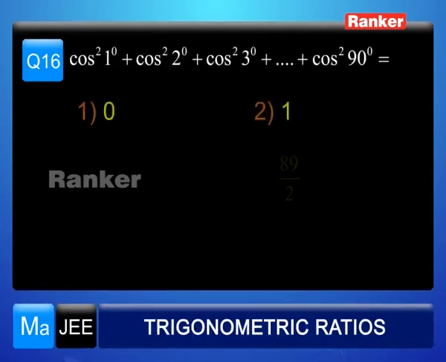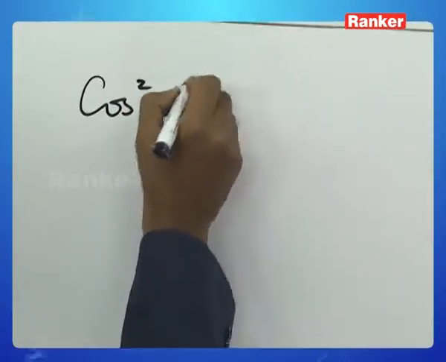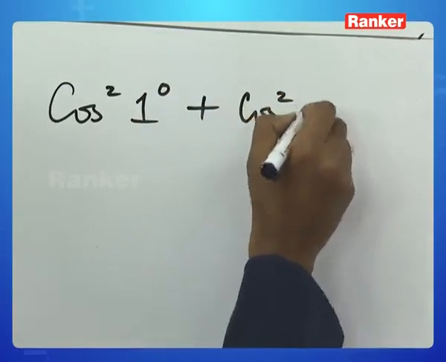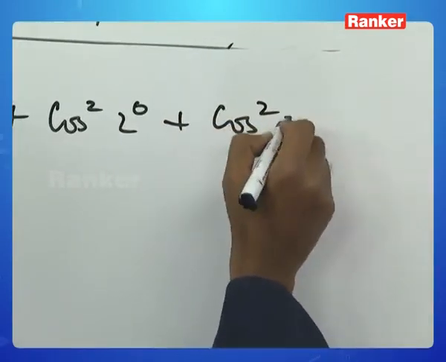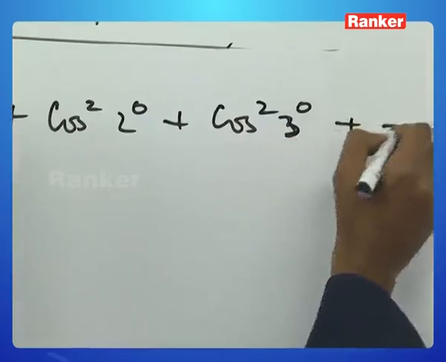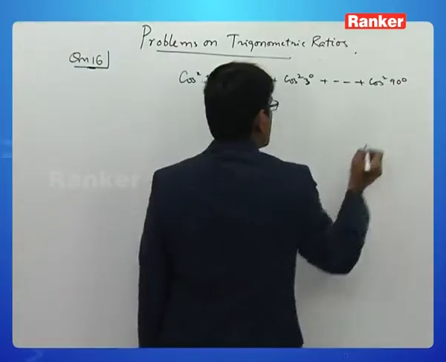Let's move on to question number 16. cos square 1 plus cos square 2 plus cos square 3 degrees plus so on, cos square 90 degrees is equal to: first option 0, second option 1, third option 45, fourth option 89 by 2. So we are asked to find cos square 1 degree plus cos square 2 degrees, cos square 3 degrees, and so on up to cos square of 90 degrees, the value of this.